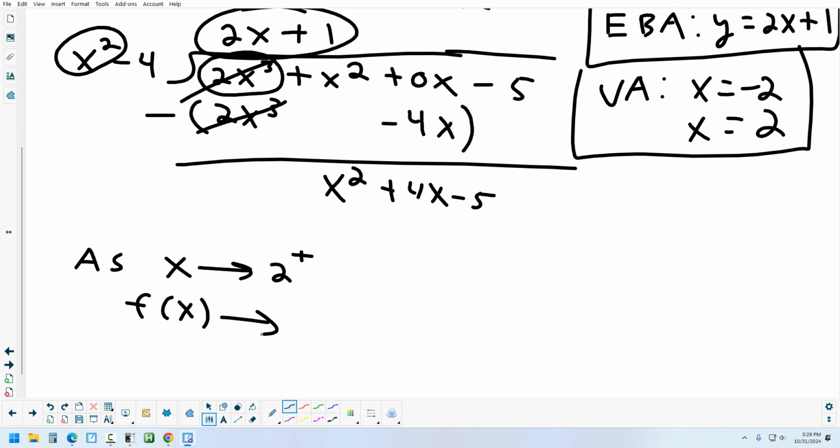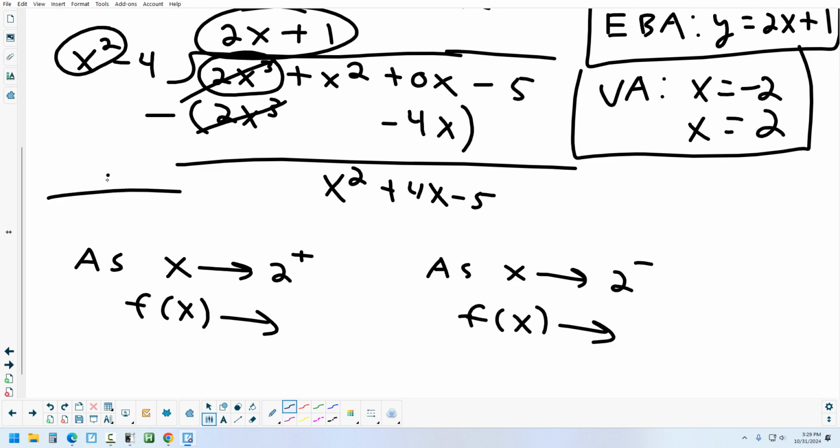As x approaches 2, and let's do as x approaches 2 from the negative side, what's happening to the y value? So remember, the positive side means if this is 2, you're coming at 2 that way. That's coming from the positive side. If you're coming at 2 from the negative side, you're starting on the left and you're approaching it that way. Let's start with coming at it from the positive side.